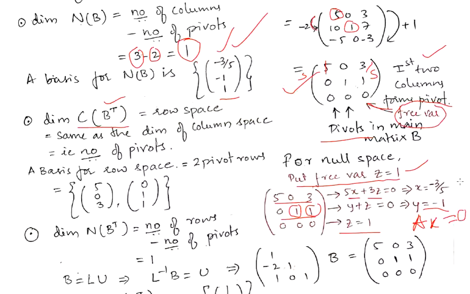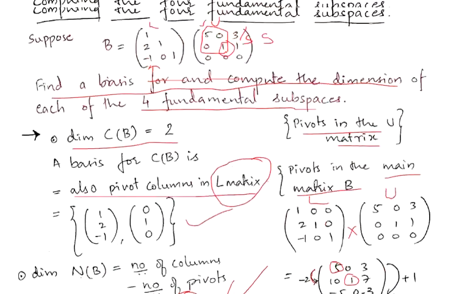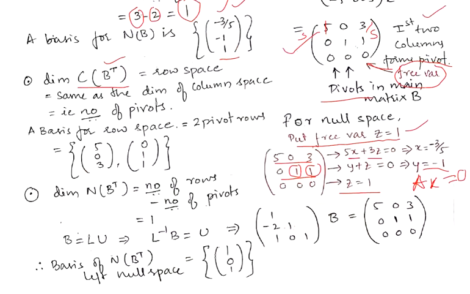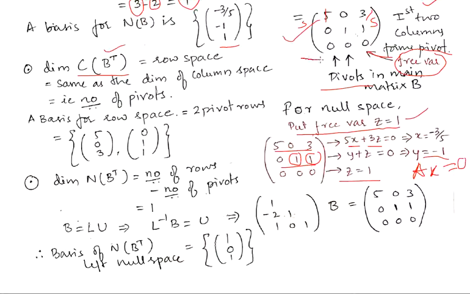Are you getting me? See, when we transpose this, this will become 5 0 3, then 0 1 1, then last is 0 0. For the column subspace we are looking vertically. For the row subspace we need to look horizontally, right? We need to look horizontally. Instead you can transpose this and find the pivots in the vertical direction only. That's what it is saying.